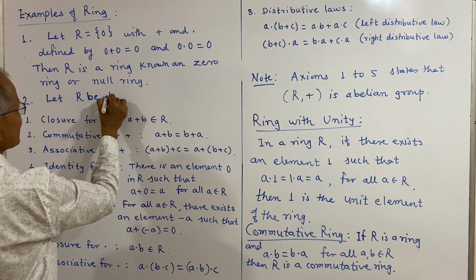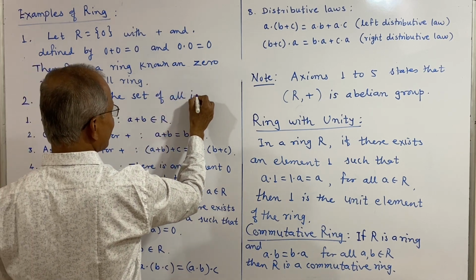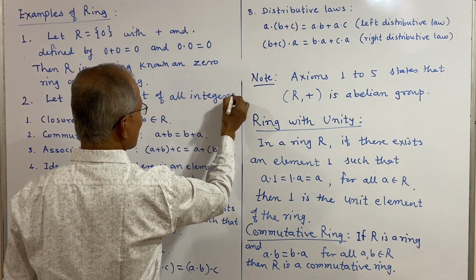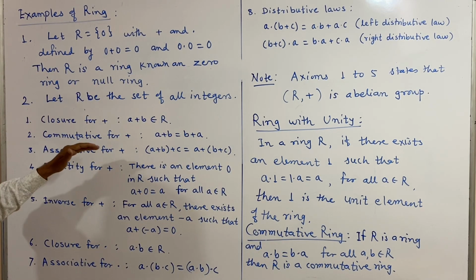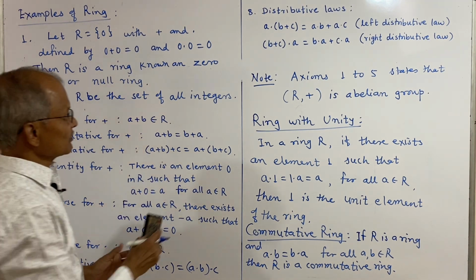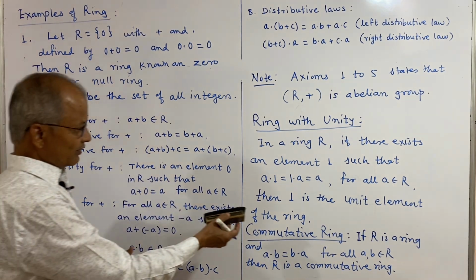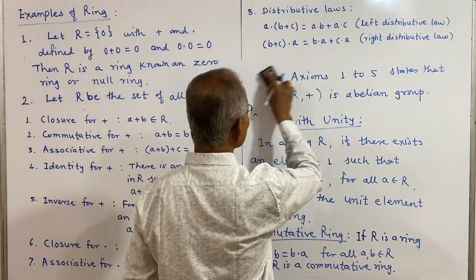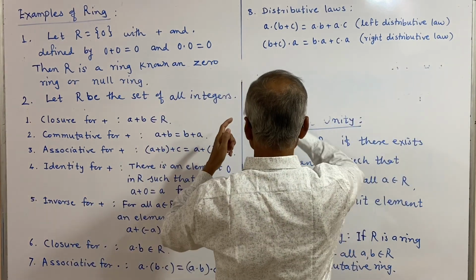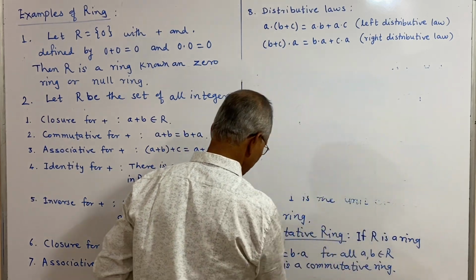Or let R be the set of all integers, positive, negative, including 0. Then that is a ring. So I shall write here, it has a unit element and is commutative. These are simple to understand. So these 8 properties are compulsory, and I shall keep these, and then the second example we will continue here.